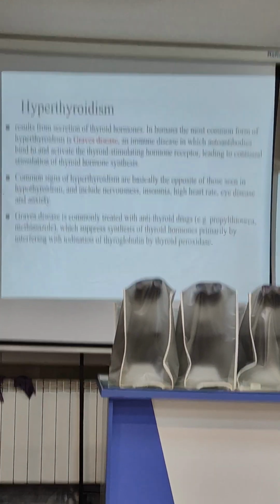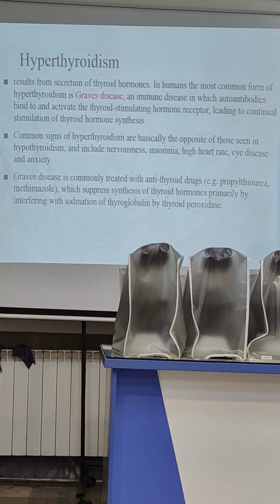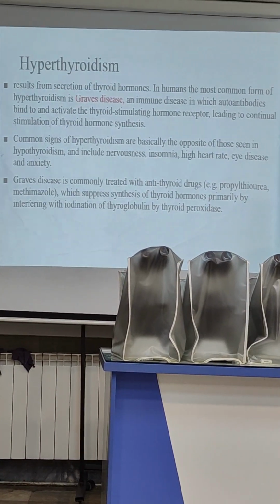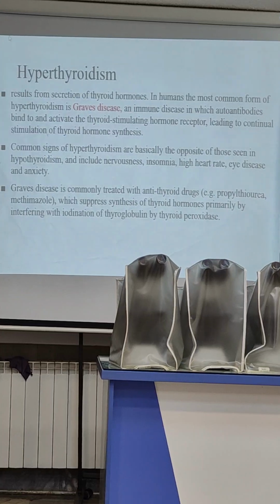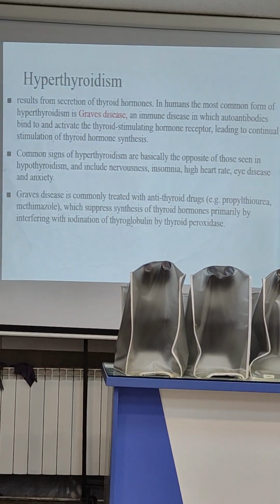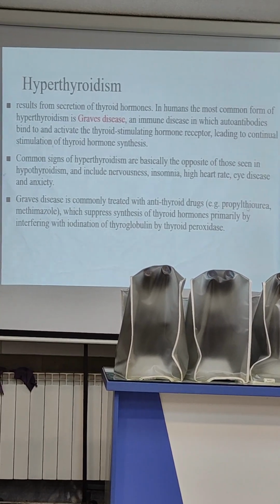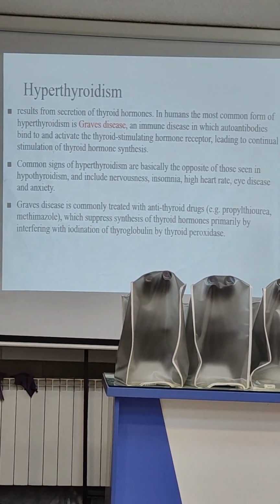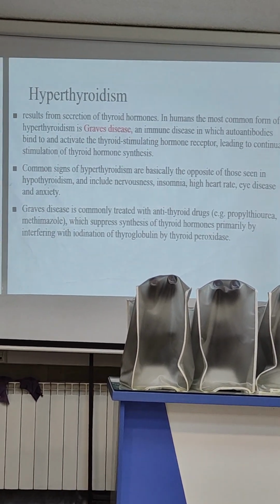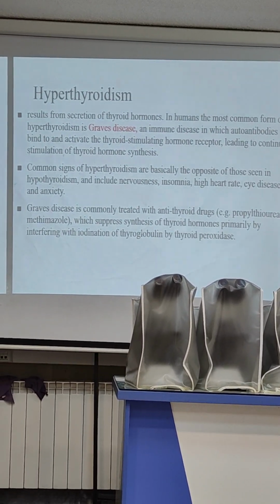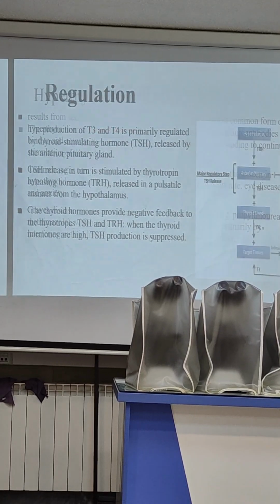How can we treat Graves' disease and control the symptoms? Simply by anti-thyroid drugs. Why? Because this is hyper, we have a high concentration. So if you have some drugs that control the concentration of this hormone, like propylthiouracil or methimazole, these are the drugs for controlling Graves', because they can control and suppress the synthesis of thyroid hormone.